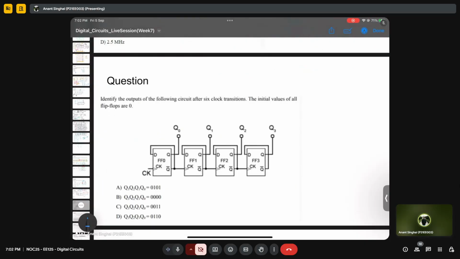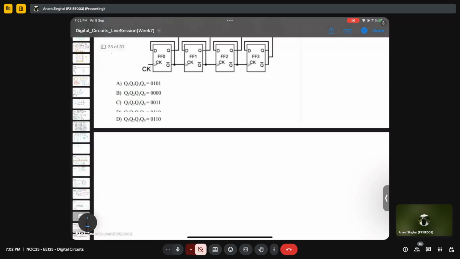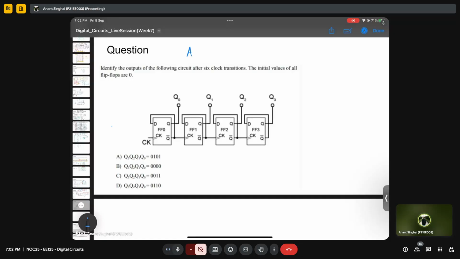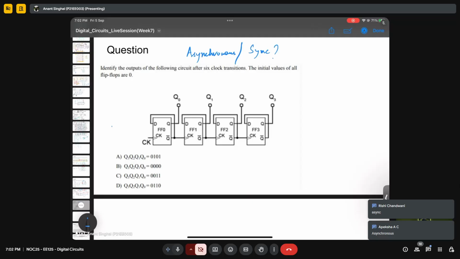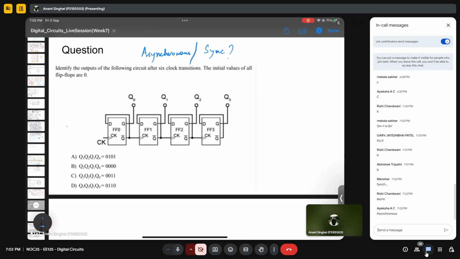Okay, so yeah, this is actually a very good problem. So can anyone tell whether this circuit is an asynchronous or a synchronous circuit? Okay, so those who are saying synchronous, can you tell why? Does this circuit have a single clock which is attached to every flip flop? No. Okay, so there is a confusion.